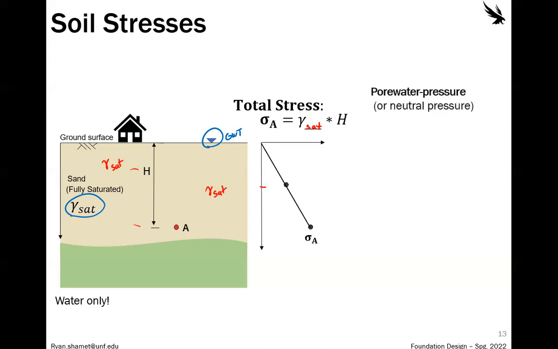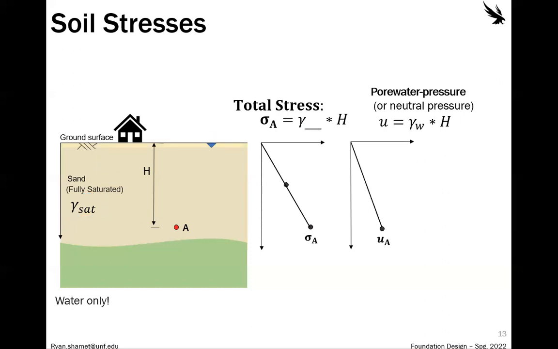Pore water pressure, or the neutral pressure, is shown by a u, and that is the unit weight of water, which is 62.4 pounds per cubic foot, multiplied by the height. Right here, since the height of water is H as well, since it's at the surface, it's going to look very similar. We find that first point at point A, and then we can do however much height above it, but we'll see that that is just a straight line too.